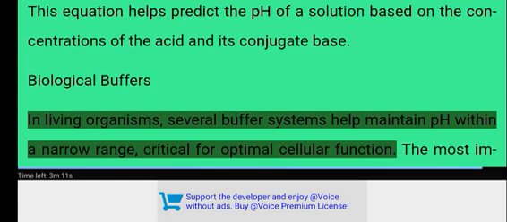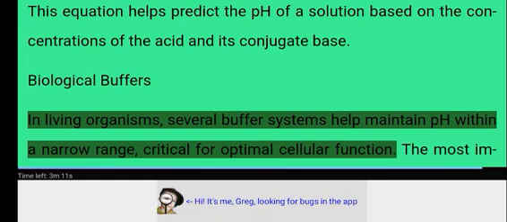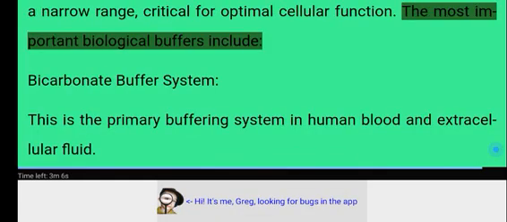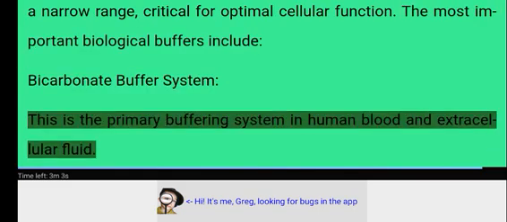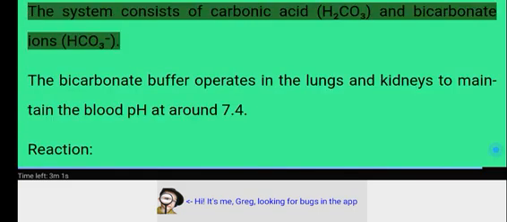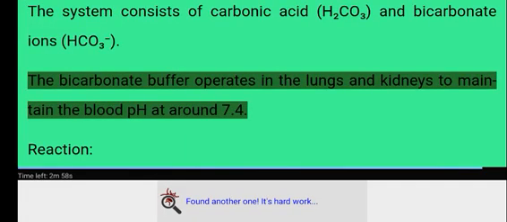Biological buffers. In living organisms, several buffer systems help maintain pH within a narrow range, critical for optimal cellular function. The most important biological buffers include the bicarbonate buffer system. This is the primary buffering system in human blood and extracellular fluid. The system consists of carbonic acid, H2CO3, and bicarbonate ions, HCO3-. The bicarbonate buffer operates in the lungs and kidneys to maintain the blood pH at around 7.4.